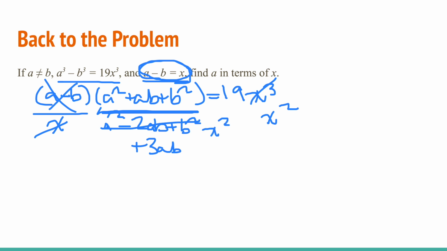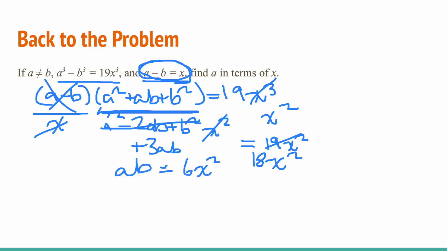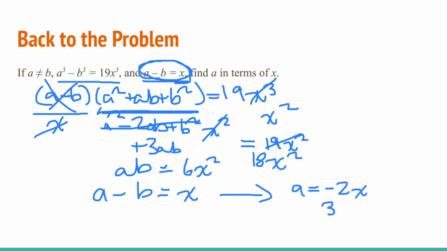And we have 19x squared on this side. So the x squared comes over to the side, becoming 18x squared, and we get ab equals 6x squared. And paired with this equation, a minus b equals x, we can solve and get the answer as a equal to negative 2x or 3x.